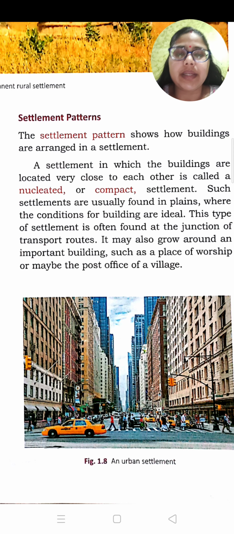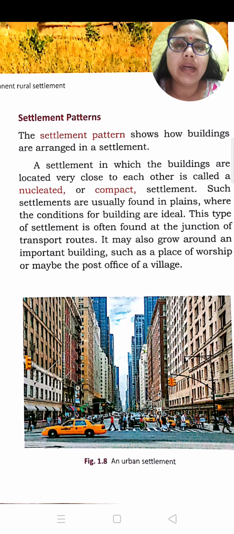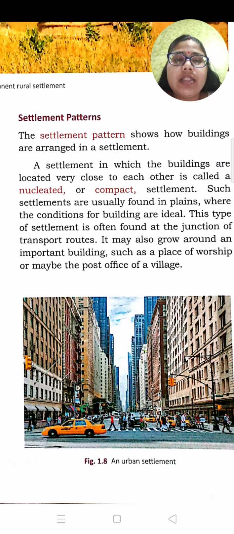or compact. Now, such settlements are usually found in plains where the conditions for building are ideal. Okay, तो पास पास जहाँ पर आपको लो लैंड एरिया मिलेगा जहाँ बिल्डिंग ढंग से बन सकता है, तो ऐसा जगह कहाँ है? प्लेन एरिया. So where you can find the buildings, the settlement is very nucleated. This type of settlement is often found at the junction of transport routes.